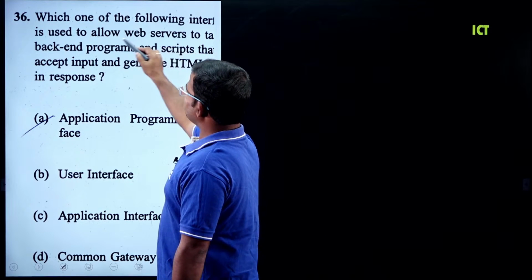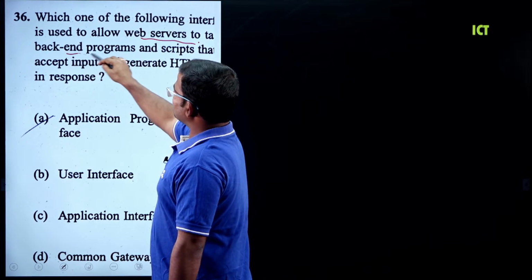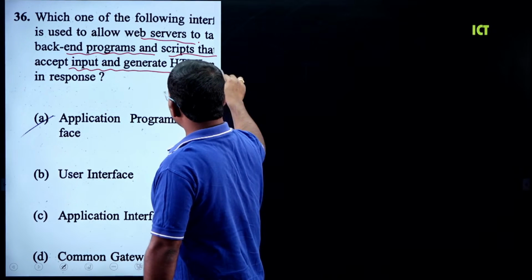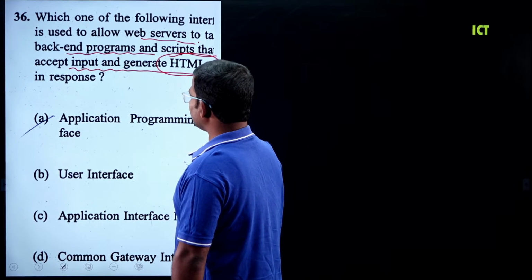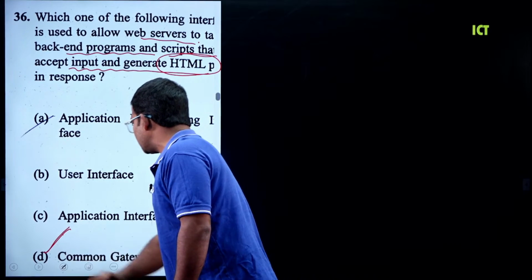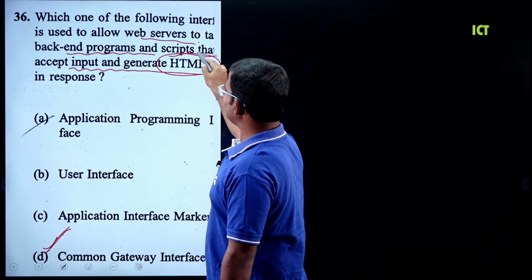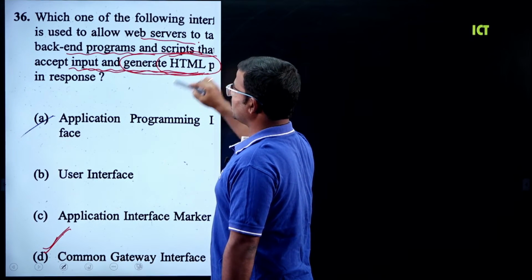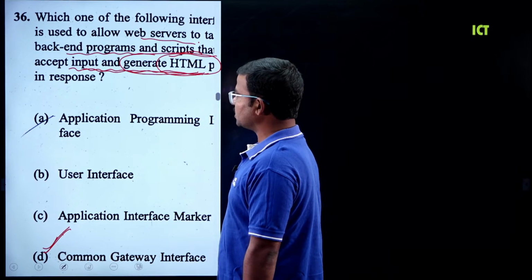Which one of the following interfaces is used to allow the web server to take back end programs and scripts, then accept input and generate HTML in response, okay. So here the correct one is the common gateway interface. Common gateway interface, it means option D is the right answer here. Why? Because here they mention accepting input and generating HTML in response. So that's why here we have to consider common gateway interface. So these are direct questions.